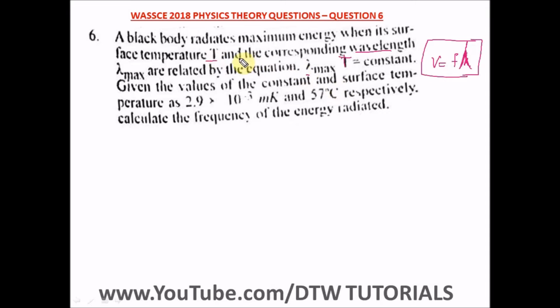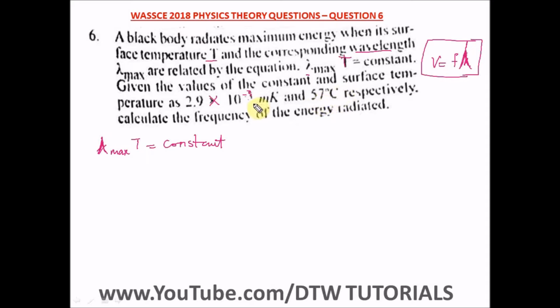It says when its surface temperature T and corresponding wavelength are related by the equation lambda, which is wavelength, times T is equal to a constant. Given the values of the constant as 2.9 times 10 raised to the power minus 3 meter Kelvin, and surface temperature as 57 Celsius.